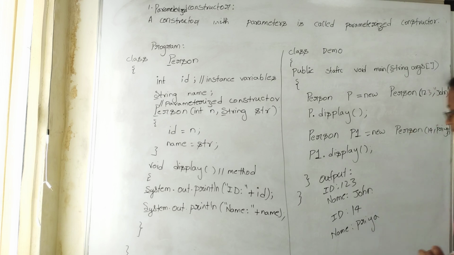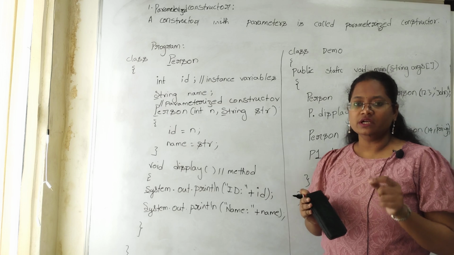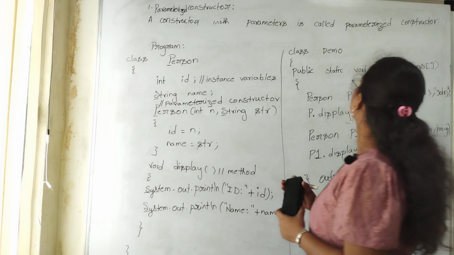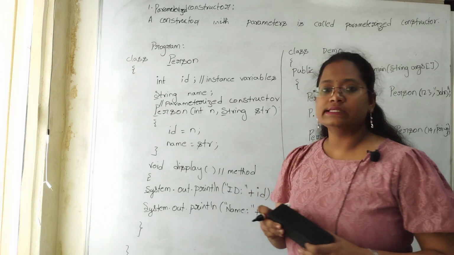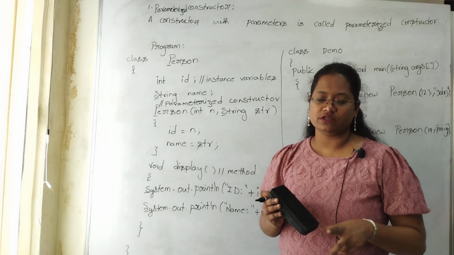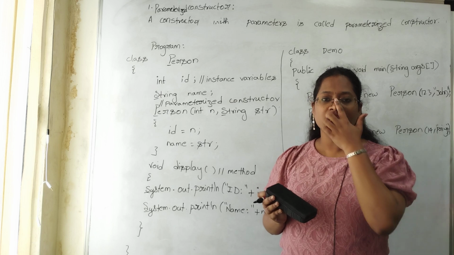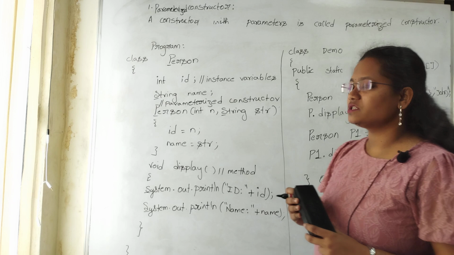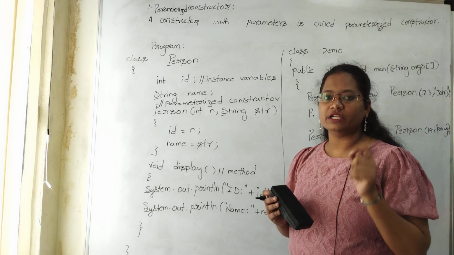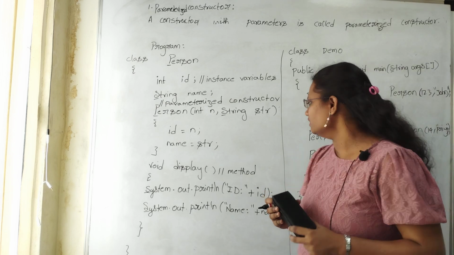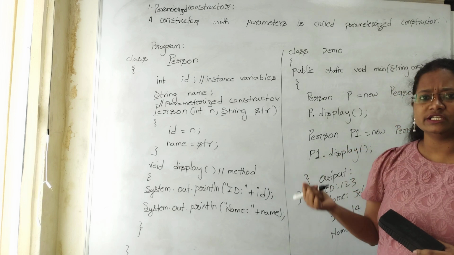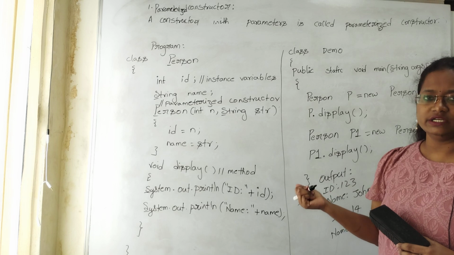So what do you understand by this? In a parameterized constructor, every object is initialized with different data. This is nothing but a parameterized constructor. What is a parameterized constructor? A constructor with parameters is called a parameterized constructor. In a parameterized constructor, every object is initialized with different data.